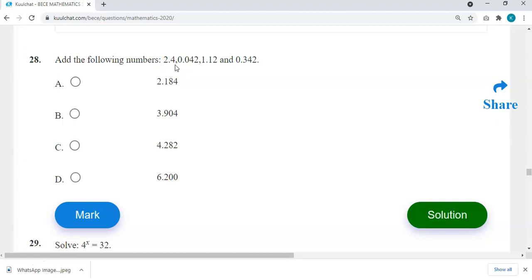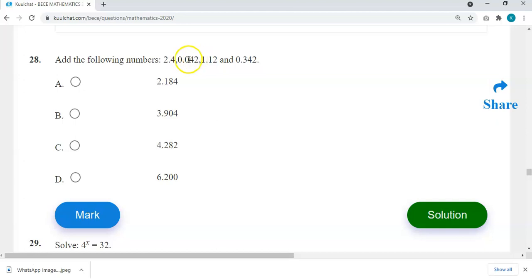Another option is that if you are using the normal way of adding, make sure they have the same figures. The maximum figure is 1, 2, 3, 4, so this one is in 4 figures. Make sure they are all in the same number of digits. This is in 4 digits, this one is in 3 digits, so you add another 0 at the end. Adding zeros at the end doesn't make any difference. So here you can make it 1.120.